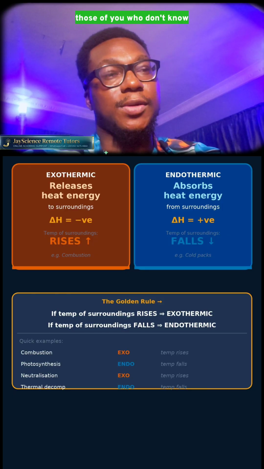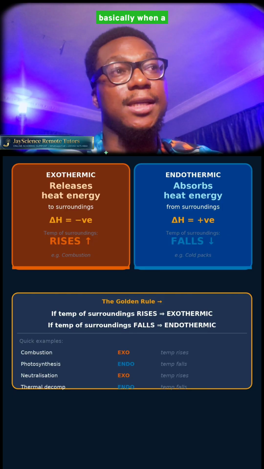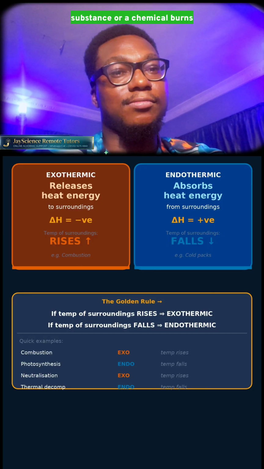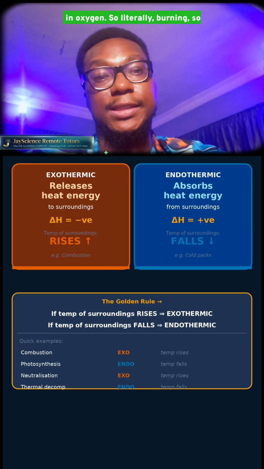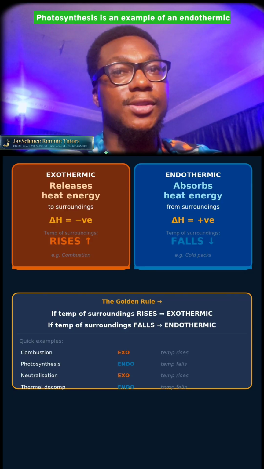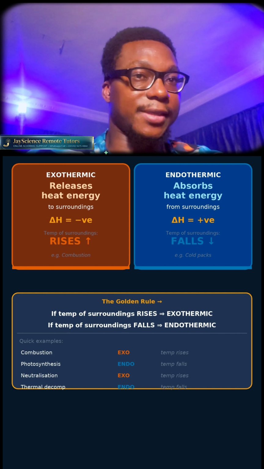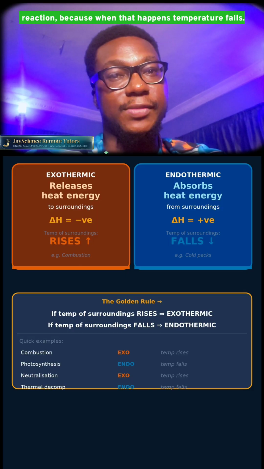For those of you who don't know what combustion is, combustion is basically when a substance or a chemical burns in oxygen. So literally burning. So anything that burns has combusted. Photosynthesis is an example of an endothermic reaction because when that happens, temperature falls.